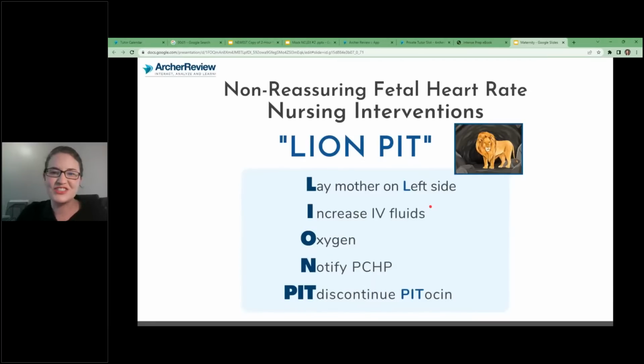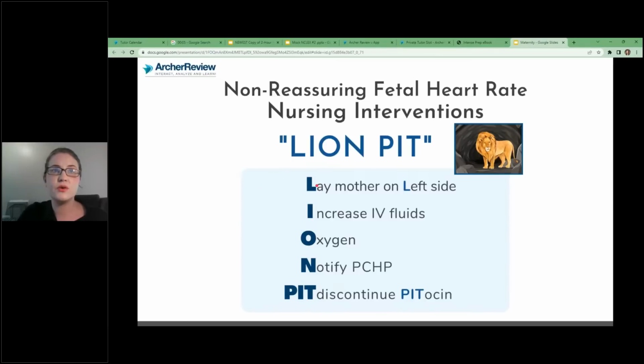What do we do when we have a non-reassuring fetal heart rate? We do LION PIT. LION PIT is the mnemonic that tells us what to do when the fetal heart rate is non-reassuring. So first of all, if there is Pitocin or oxytocin running and the fetus is in distress, number one thing you do always is you discontinue that Pitocin, because remember, what does Pitocin or oxytocin do to the uterus? It increases the contractions, it increases the frequency and intensity, and that puts stress on the fetus. So number one thing we do, we stop the stressor, we stop the oxytocic.